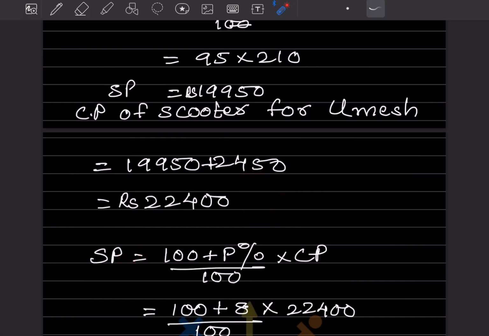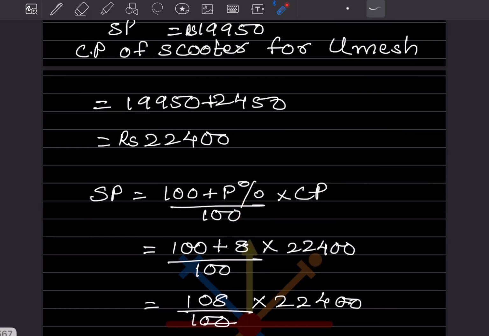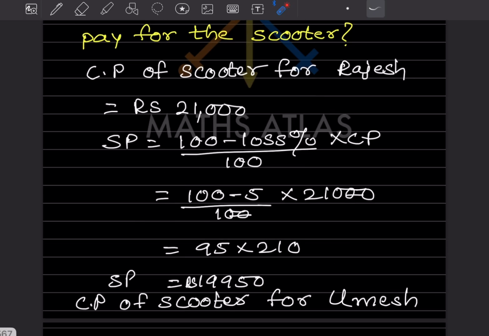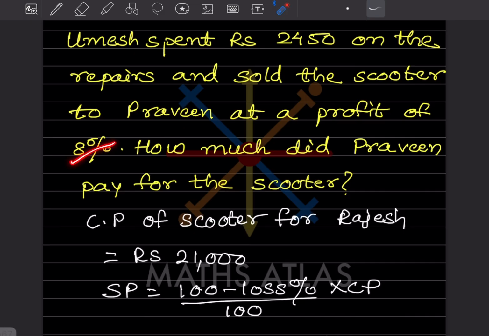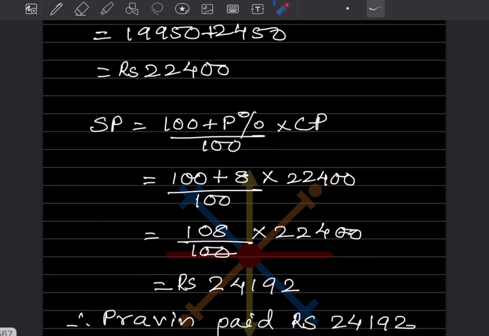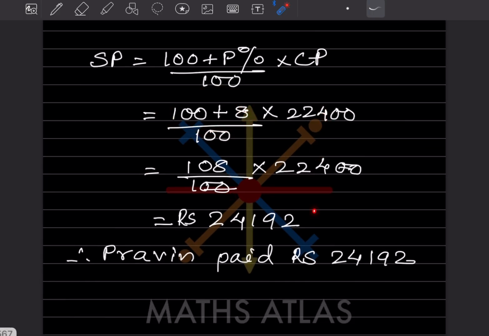So the SP will be 100 plus P percentage by 100 into CP. So this is going to be A, because the profit is shown as A. CP is 22,400. So 108 by 100 into this. So that is going to be 24192. So Praveen paid, that we can say, 24,192.